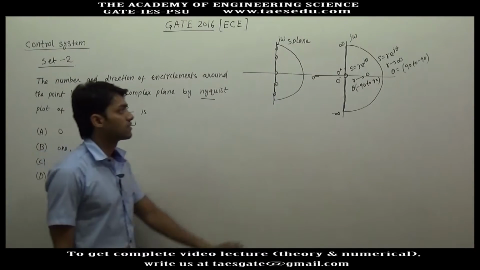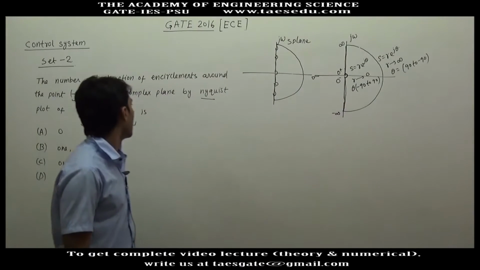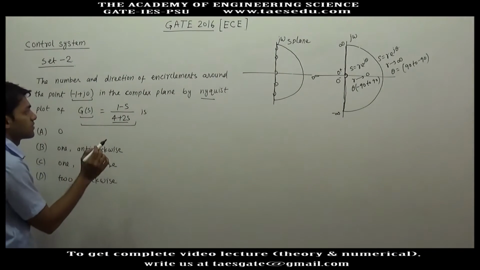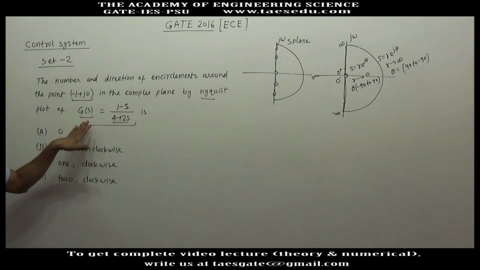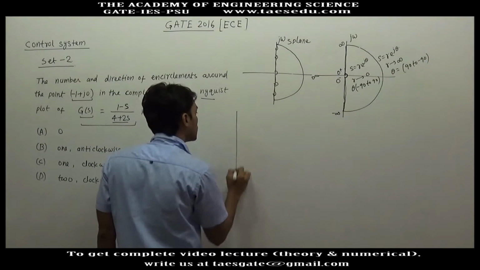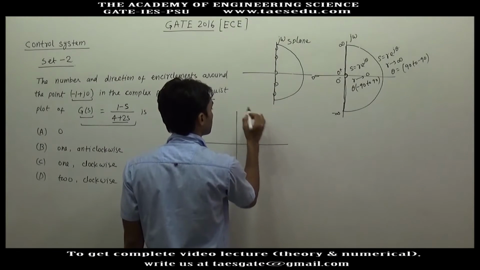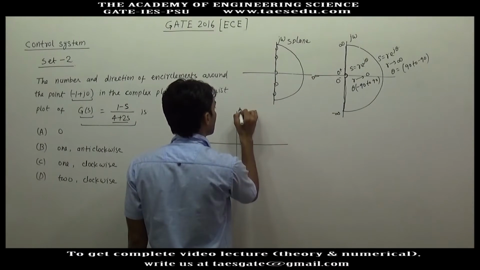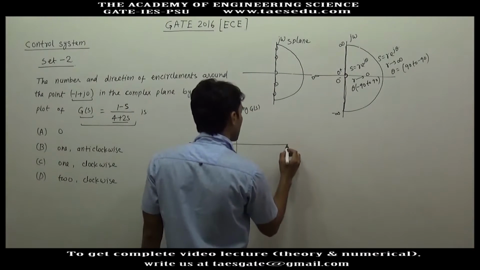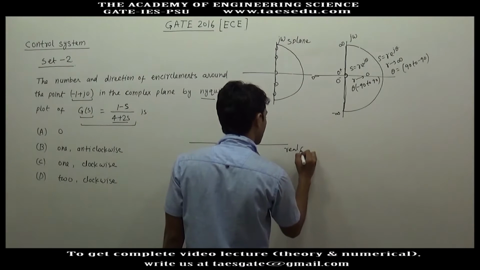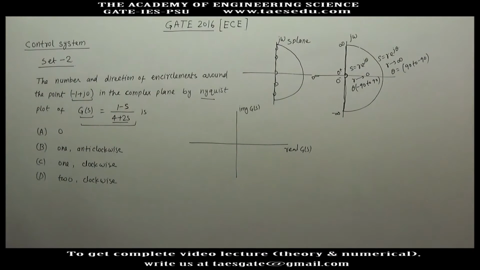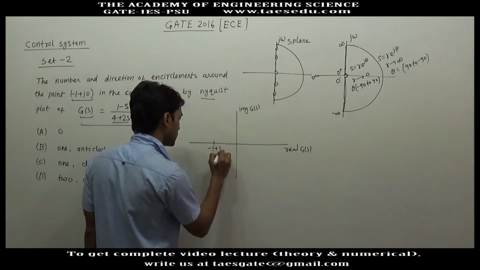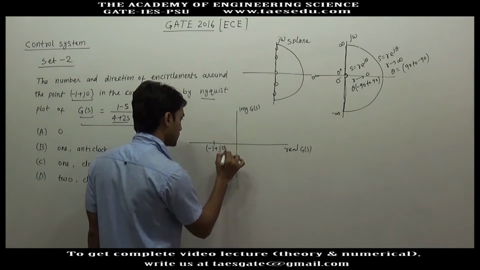So in the S plane we will vary S this way, and in the plane of GSHS, by varying S, by putting all these values of S, we have to find out the real part and imaginary part of GS, and those real part and imaginary part of GS will be plotted in the GS plane. Here we will have the imaginary part of GS, and here we will have the real part of GS, and whatever plot we will get will be called the Nyquist plot. So here we have to find out the number of encirclement of -1 plus j0.